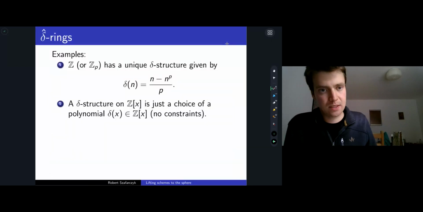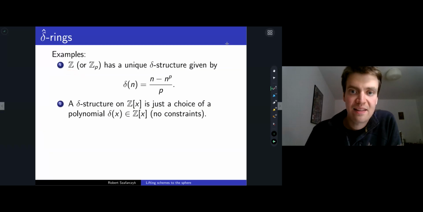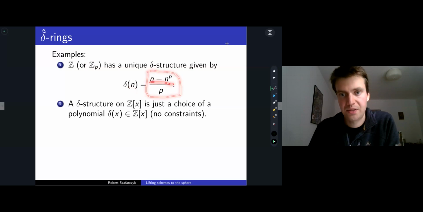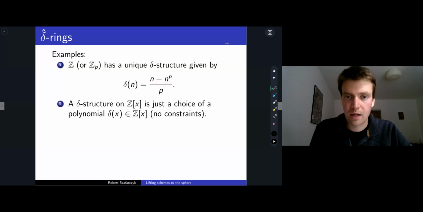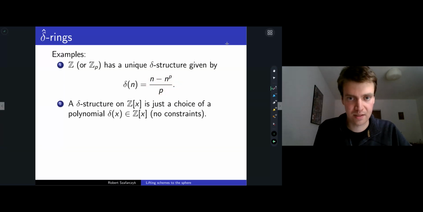So let's see some examples. Z is the initial delta ring, and there's only one delta structure on Z, or Z_p, which is given on an integer n by the formula n minus n to the p over p. And why I can divide by p here is because after mod p reduction, on F_p, the Frobenius, which is given by power p, is the identity. So this guy vanishes at F_p, which means that it's divisible by p. So this formula makes sense.